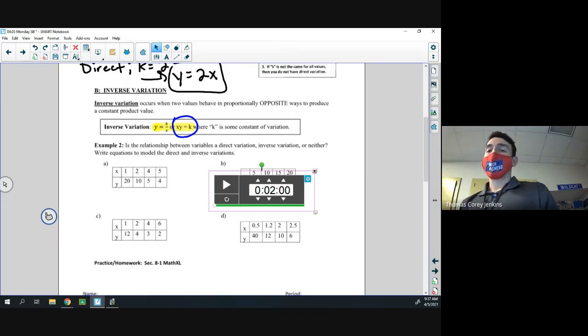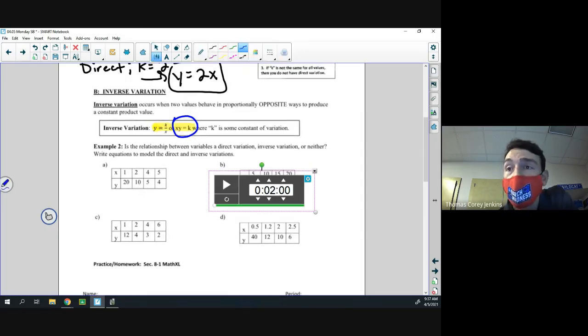Looking at example 2 there. Sorry, I'm pulling out my pen. 20 times 1, we know that's 20. 10 times 2, that's also 20, so we keep going. 5 times 4, also 20. And then 4 times 5. They're all equal to 20, so this would be an example of inverse variation.